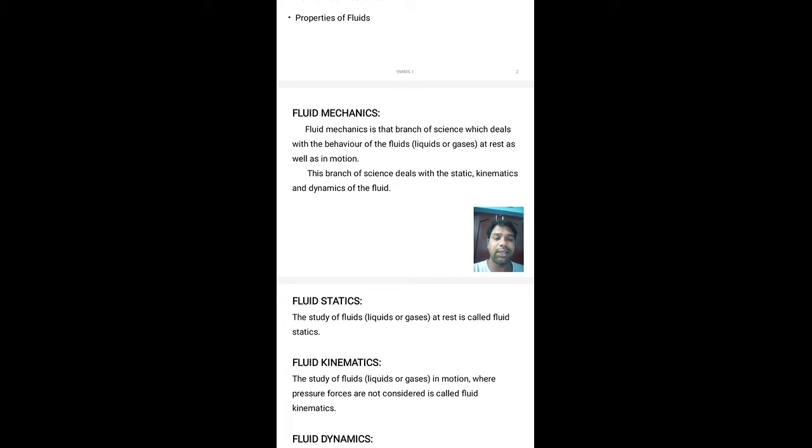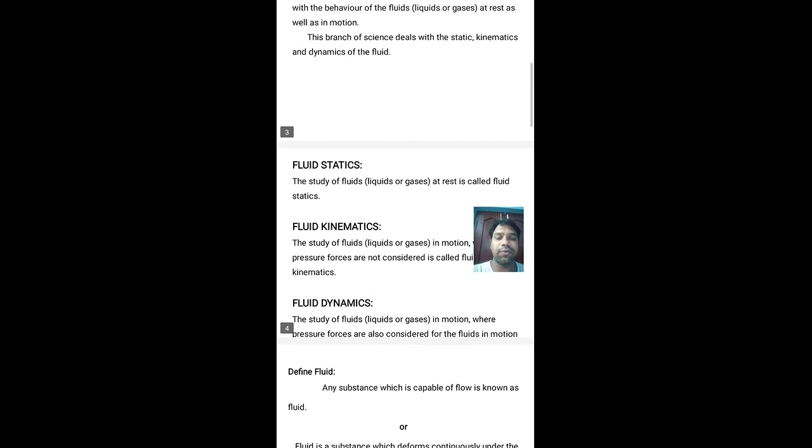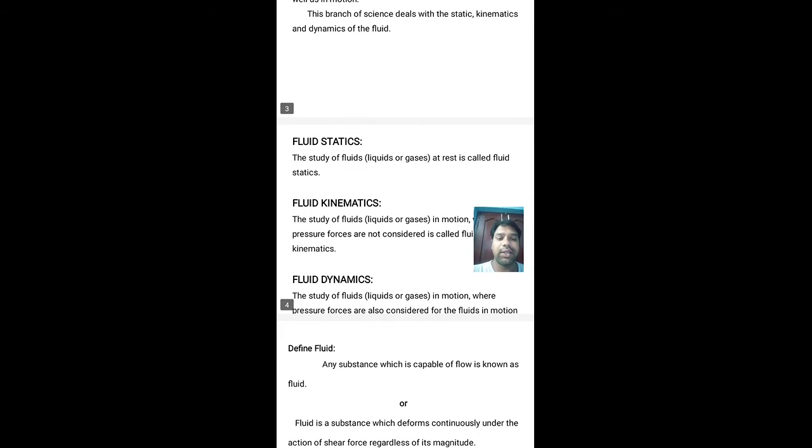Here fluids are nothing but liquids and gases. We will study the liquids and gases which are in rest position as well as those which are in motion, right? Now we will see what is fluid statics. Fluid statics is the study of fluids which are at rest position, right?